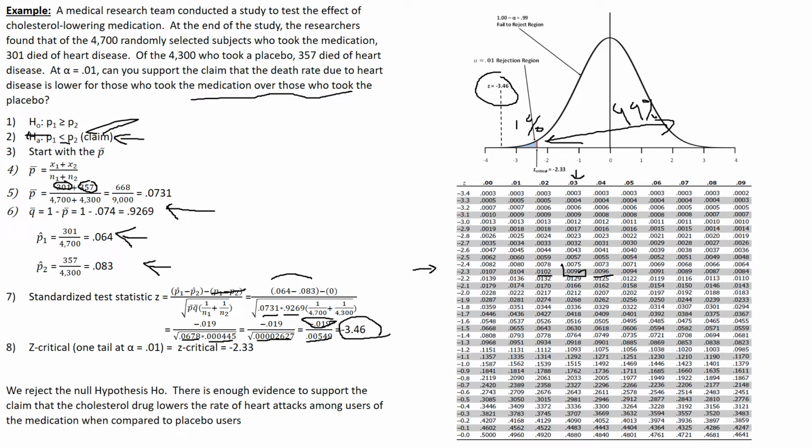So negative 3.46 is less than negative 2.33, which means not only do we reject the null hypothesis, we support the claim that the death rate is lower for the people taking the drug than the placebo. So this is good for the medical company.